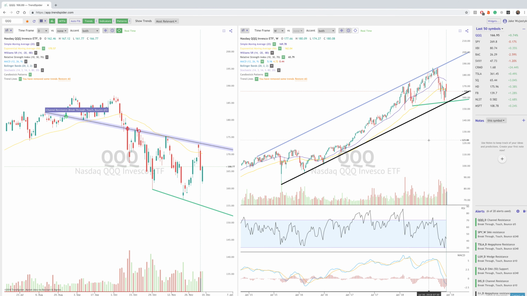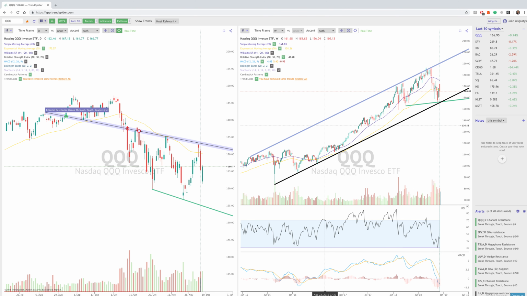From a longer term standpoint, the QQQ does look similar to SPY with this huge price channel from 2015, 2016. And what we have here is this shorter term megaphone support that the price has bounced off now twice. Notice how we did not pull back as hard on QQQ as we did on SPY. So that is something to keep in mind, as well as the MACD is starting to look interesting here. Notice that the histogram is slowly starting to tick up here.